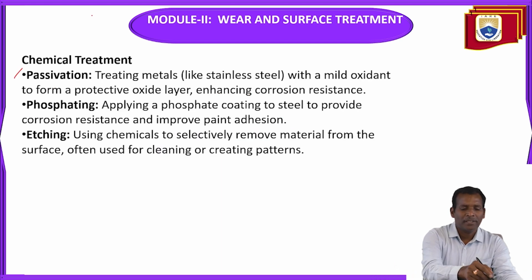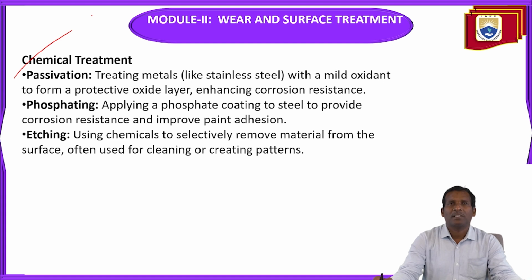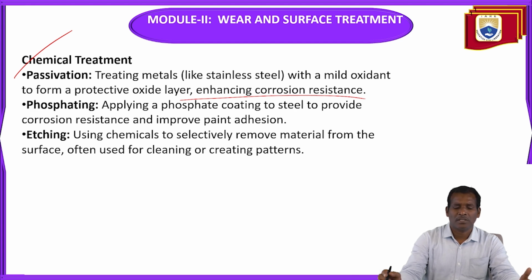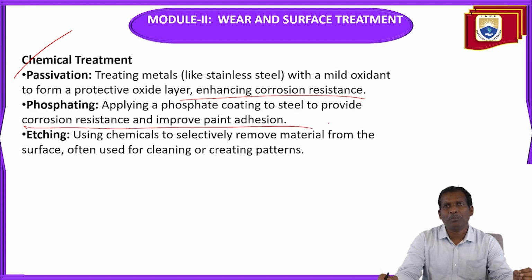Next, in chemical treatment, passivation: treating metals like stainless steel with a mild oxidant to form a protective oxide layer, enhancing corrosion resistance. Phosphating: applying a phosphate coating to steel to provide corrosion resistance and improve paint adhesion. The phosphating treatment is to improve the paint adhesion.